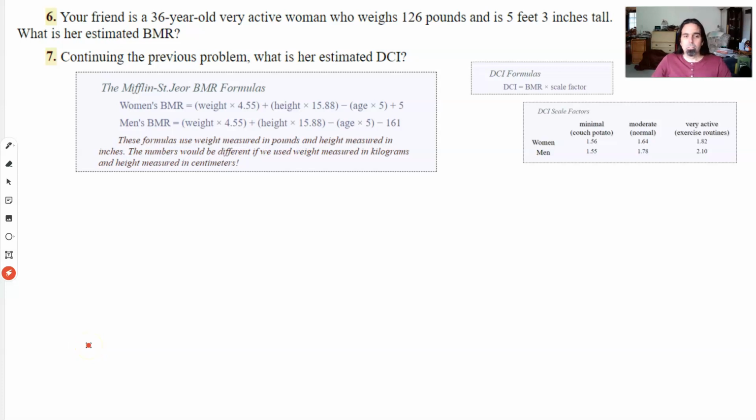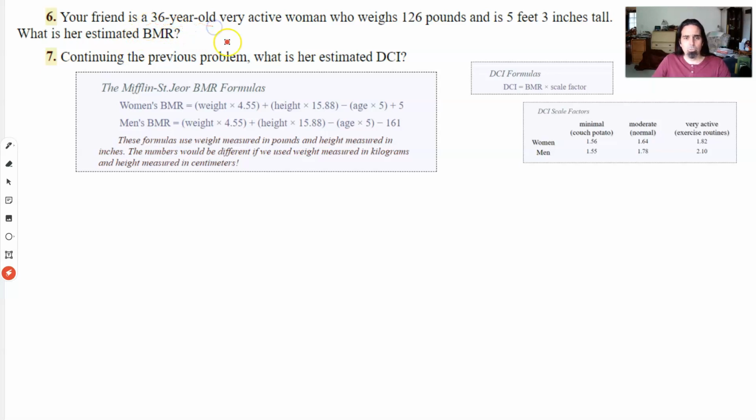Health decisions test problems 6 and 7. Very similar to the last two. Your friend is a 36-year-old very active woman who weighs 126 pounds and is 5 foot 3 inches tall. What is her estimated BMR? And continuing, what is her estimated DCI?